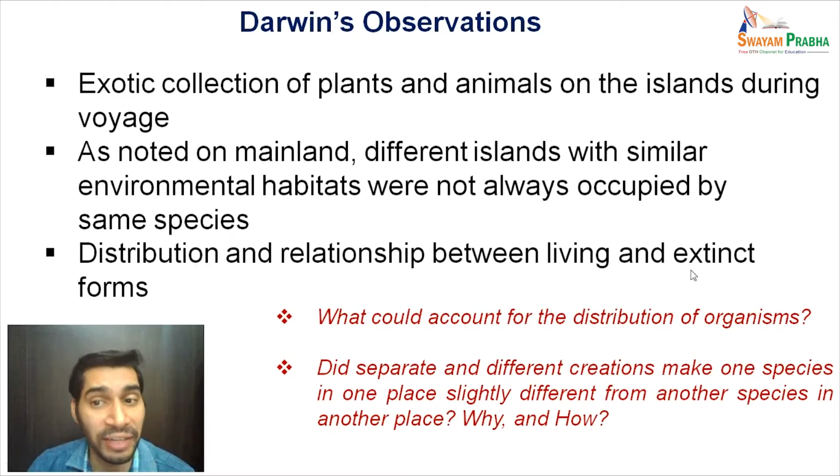Based on these observations and the fauna which he could observe, there were some questions in his mind, like, what could account for the distribution of organisms? Did separate and different creations make one species in one place slightly different from another species in another place? Why is it so? And more importantly, how is it being achieved?